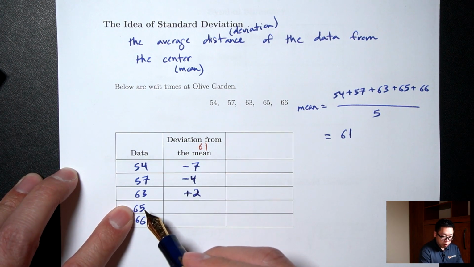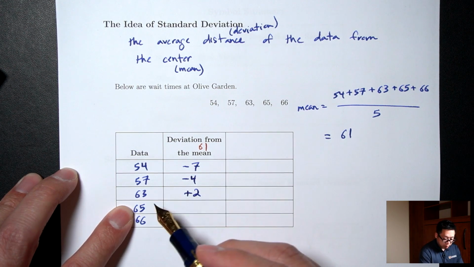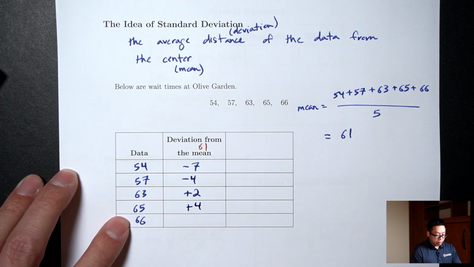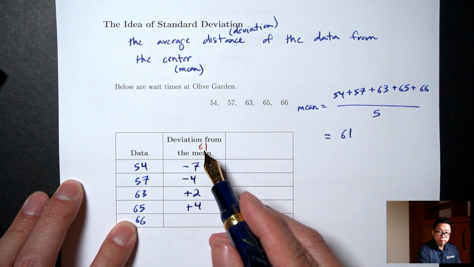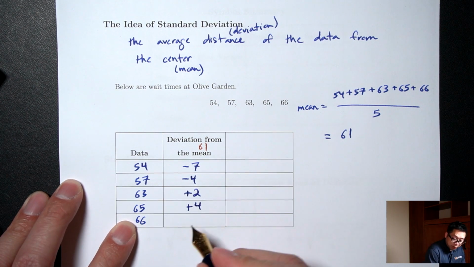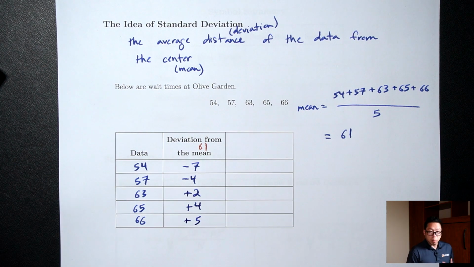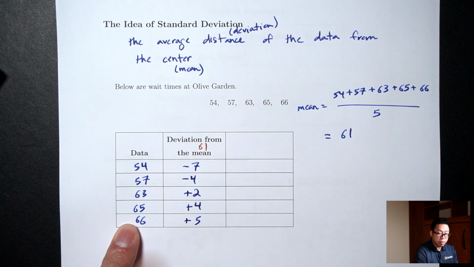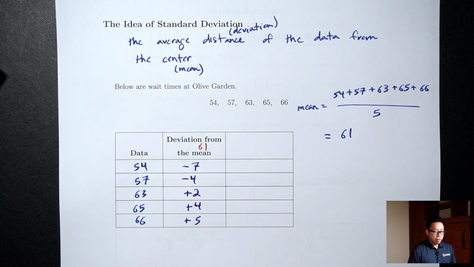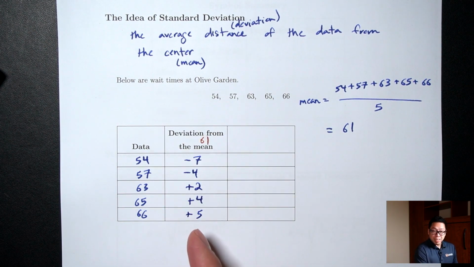65. How far is 65 from 61? Subtract 65 minus 61: positive 4. And then 66. How far is 66 from 61? Subtract 66 minus 61: positive 5. The math we're doing is subtracting, but the interpretation you should be thinking of is that these tell me how far each data value is from the mean, the center. The plus 5 means that 66 is 5 above 61. These are my deviations, or my distances.